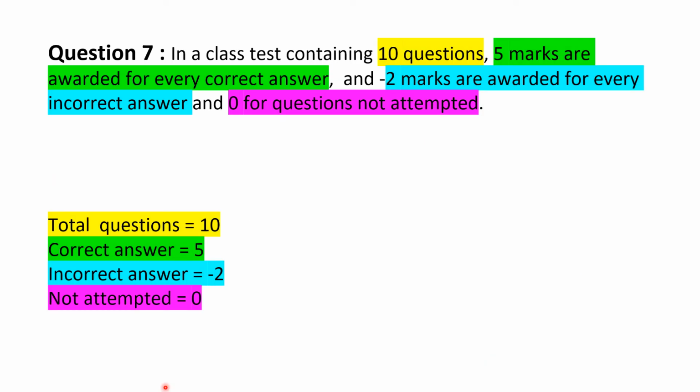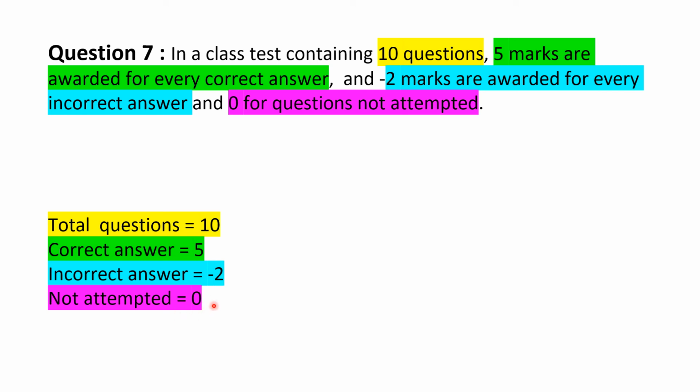Now, next question, let's read. In a class test containing 10 questions, how many questions are there in the class test? 10 questions total. 5 marks are awarded for every correct answer. So if you write a correct answer, you will get 5 marks. Minus 2 marks are awarded for every incorrect answer. So if you write a wrong answer, you will get minus 2 marks. And 0 for questions not attempted. Not attempted means the questions that you did not write, you will get 0 marks.